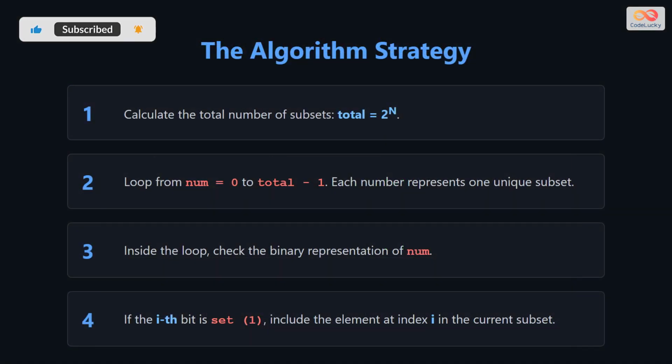Let's break down the algorithm into 4 steps. Step 1, calculate the total number of subsets, which is 2 to the power of n. Step 2, create a loop that runs from 0 up to the total minus 1. Step 3, inside that loop, inspect the binary representation of the current number. Step 4, for every bit that is set to 1, add the corresponding element to your current subset.